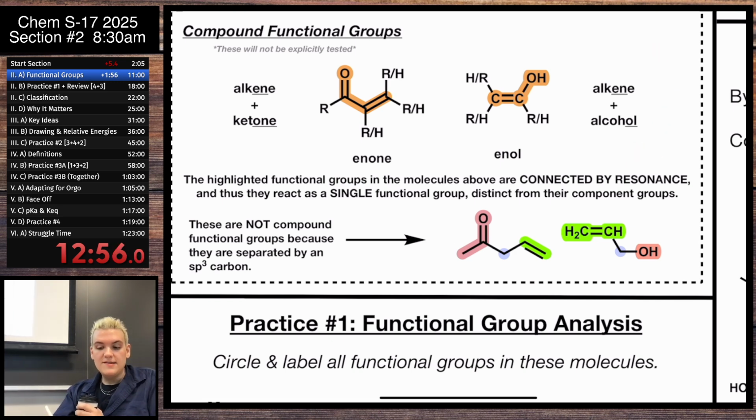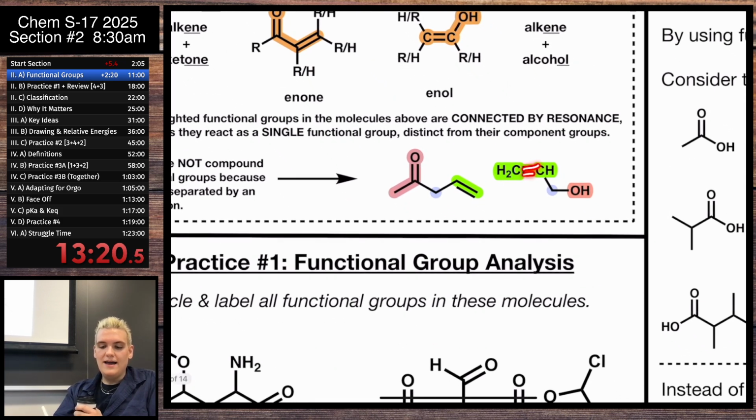Now, if we separated our alkene and our ketone by an sp3 hybridized carbon, does this have resonance anymore with each other? No. Because what's the hybridization of this atom? sp3. And to have resonance, we need what kind of orbitals? Well, we need p orbitals on sp2 carbon. Yes, great. And same thing over here. If we have alkene, alcohol, and we have a carbon in between, then there's no resonance.